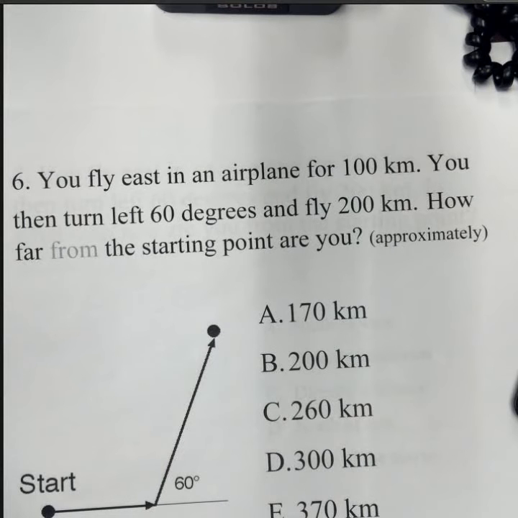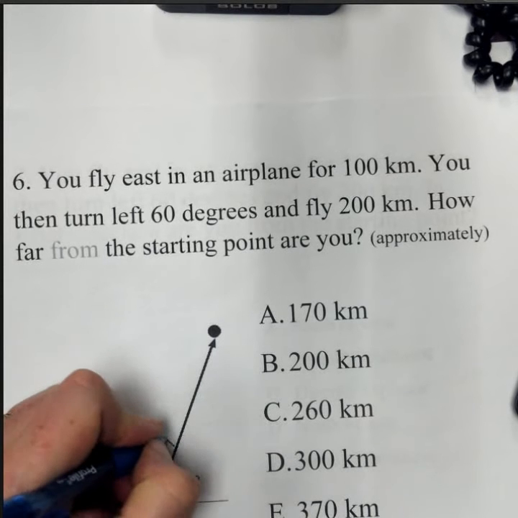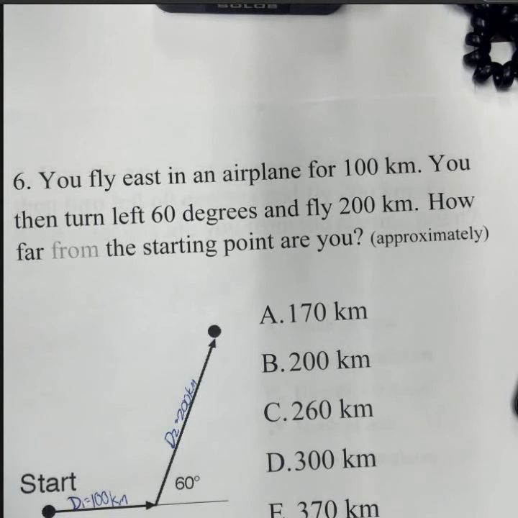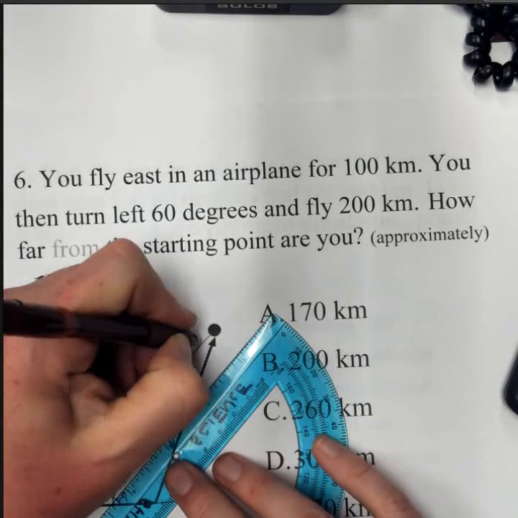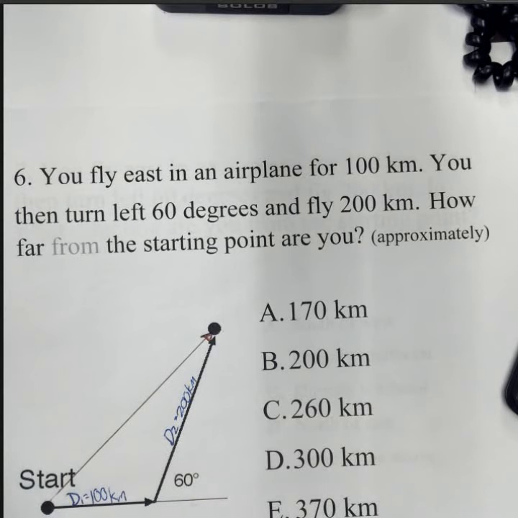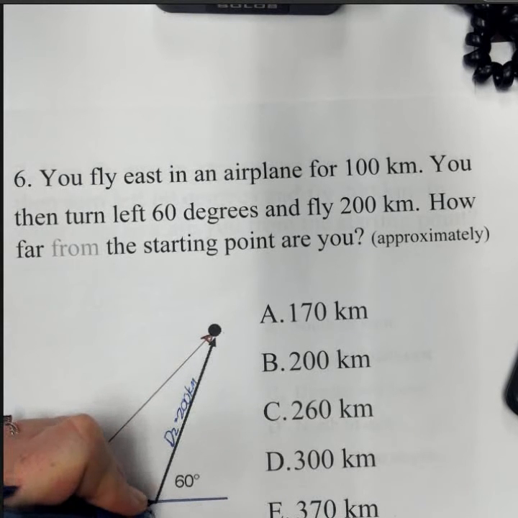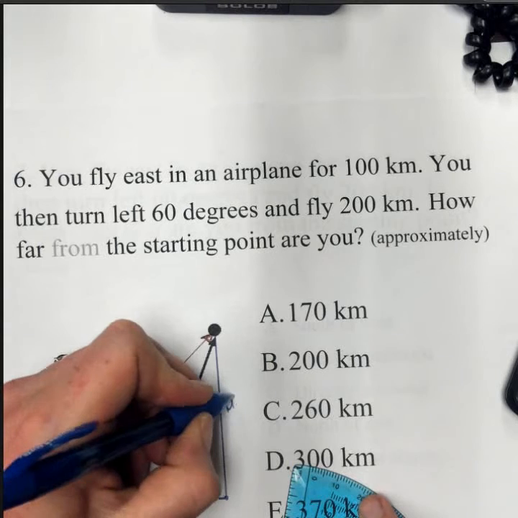Right? And that means that we are trying to find what happens when you are displaced first 100 kilometers east, displacement vector number 1, and then displacement vector number 2, 200 kilometers 60 degrees north of east. So we're going to be looking for this resultant vector. And the easiest way to find this resultant vector would be to find the components of this resultant vector. And the components would be everything that occurred in the x direction, and everything that happened in the y direction.